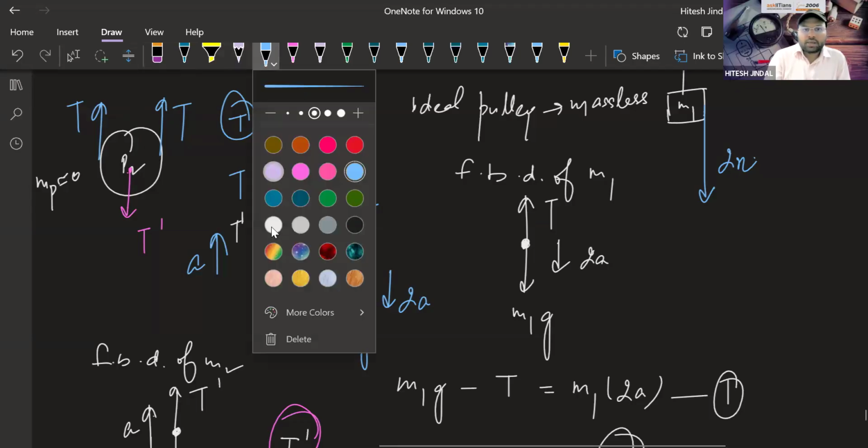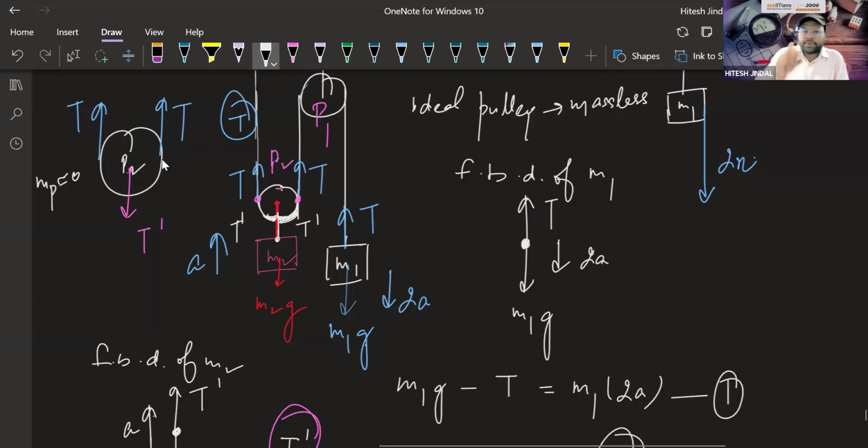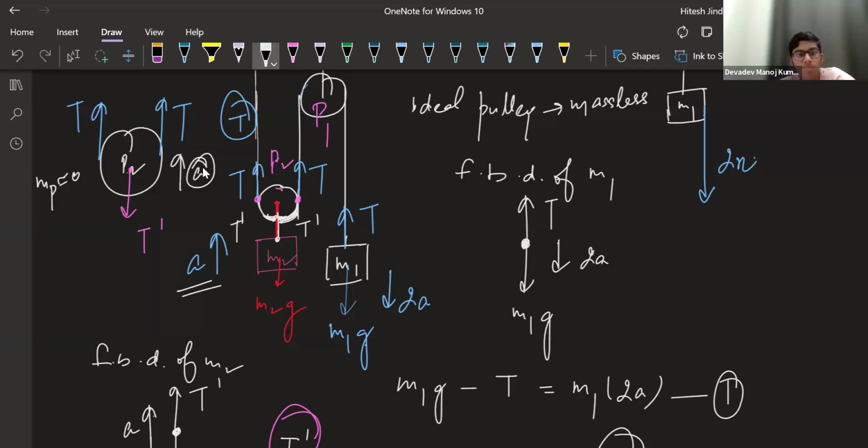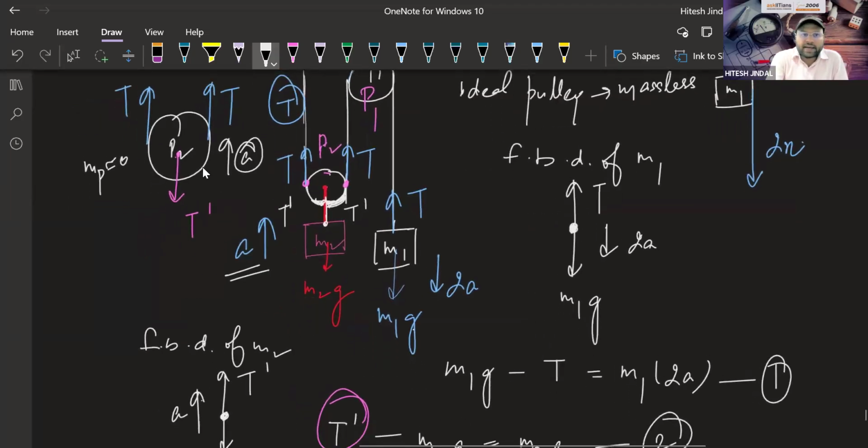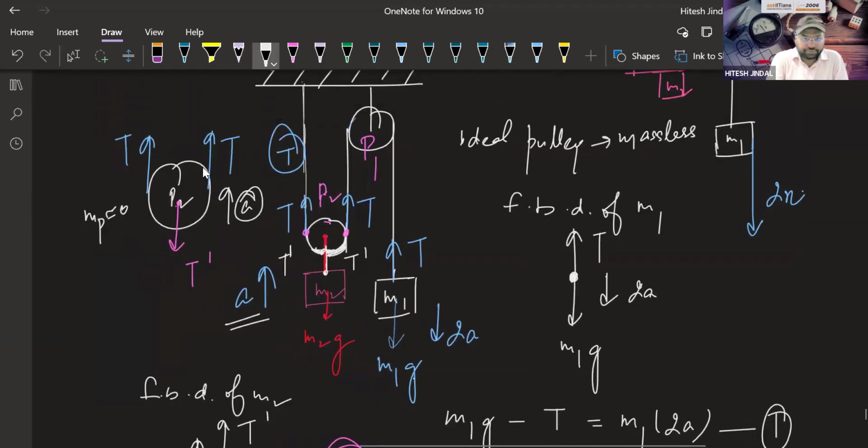Right. Now, is this pulley also going up? If this M2 is going up with acceleration A, what is the acceleration of the pulley? Also A. Acceleration of the pulley is also A. Right. So how would we write that? So we have two forces here, 2T above, T dash down. So how will we write the equation?